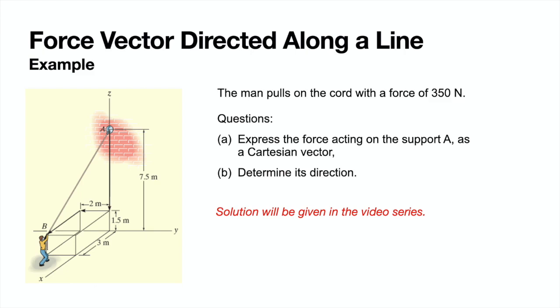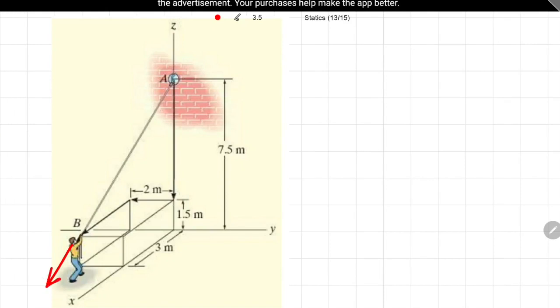The second question asks you to determine its direction. So when you see direction, and it is a 3D kind of case, immediately remember you have to calculate the direction as in the alpha, beta, gamma angles. So let's try to do this. We know the magnitude of the pulling force by our little man here is 350 Newton. So it will look something like this.